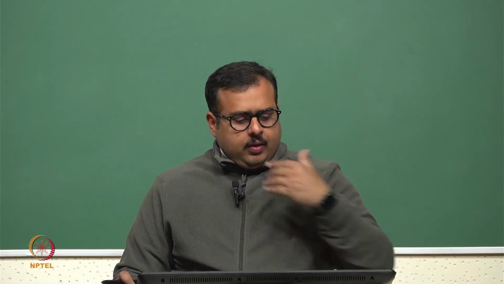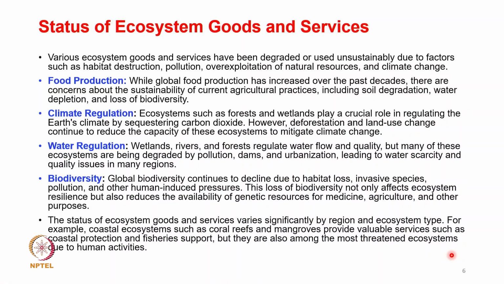So what is the status of these ecosystem goods and services? Various ecosystem goods and services have been degraded or used unsustainably due to factors such as habitat destruction, pollution, overexploitation of natural resources, and even climate change. So for instance, food production.